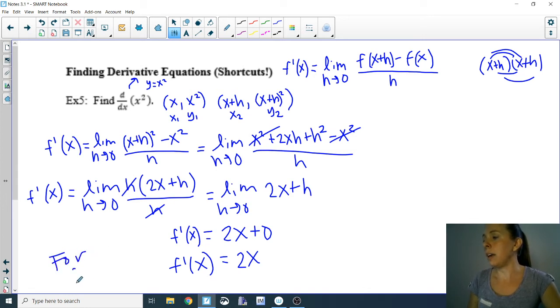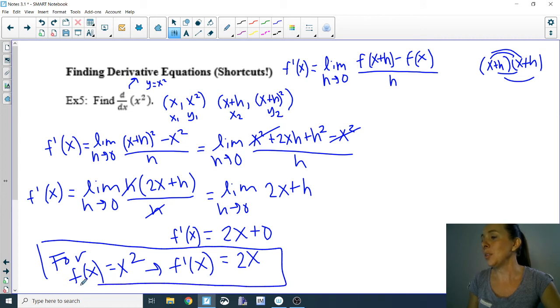For f of x equal to x squared, f prime of x equals 2x. Woo! We proved it. Okay, so I'm so excited about this because here's why. We now know that if we have the function x squared, then to find the slope along that curve at any point, we just take that x coordinate times 2.